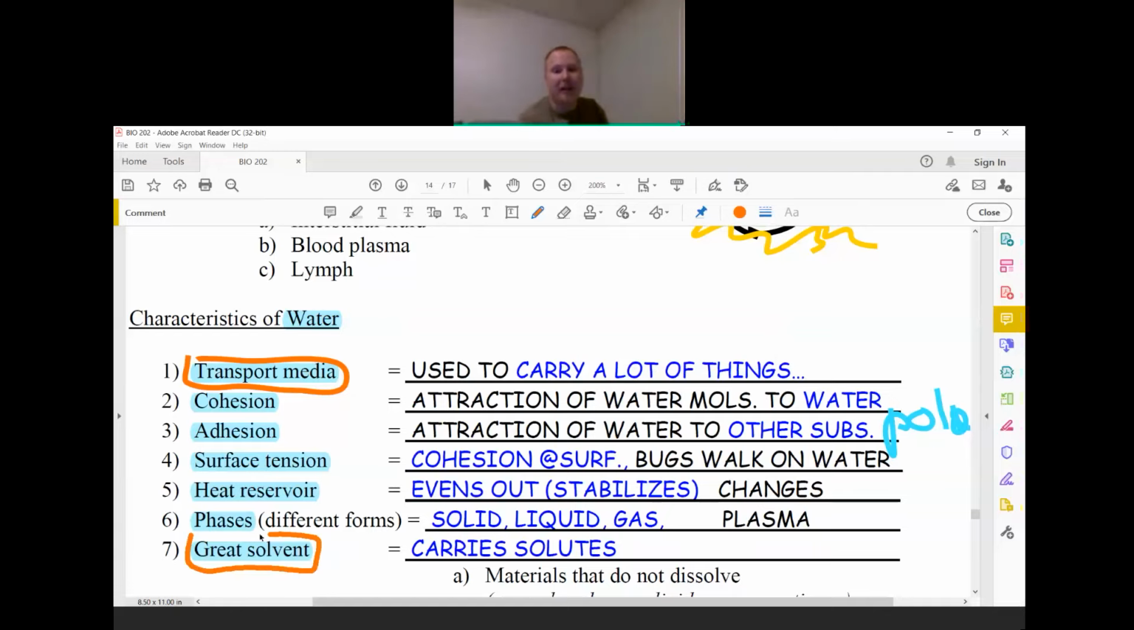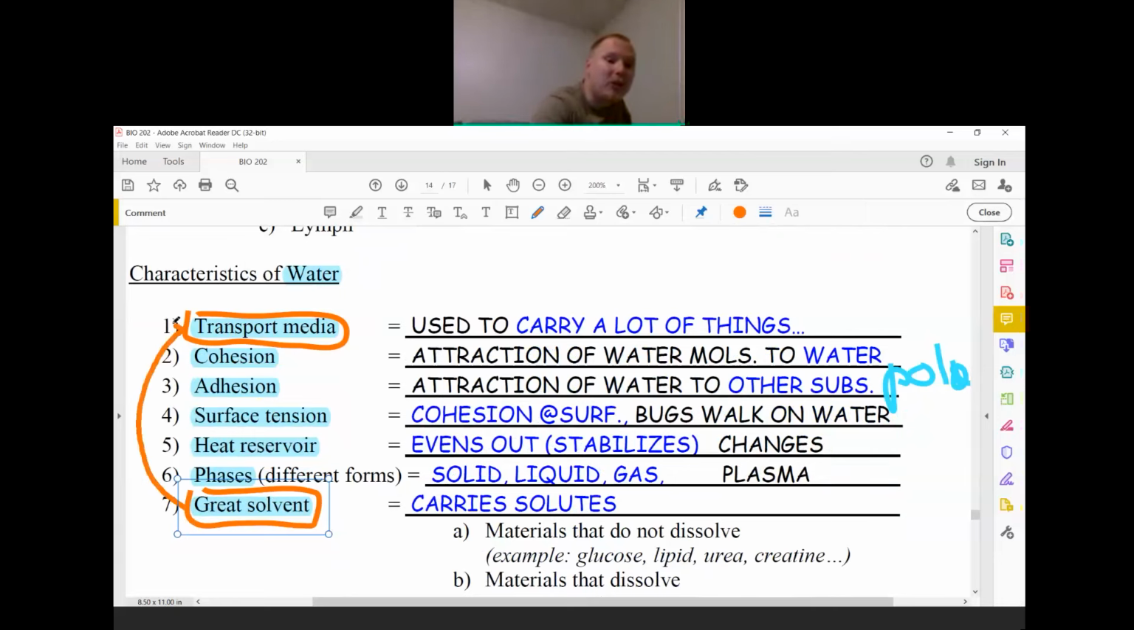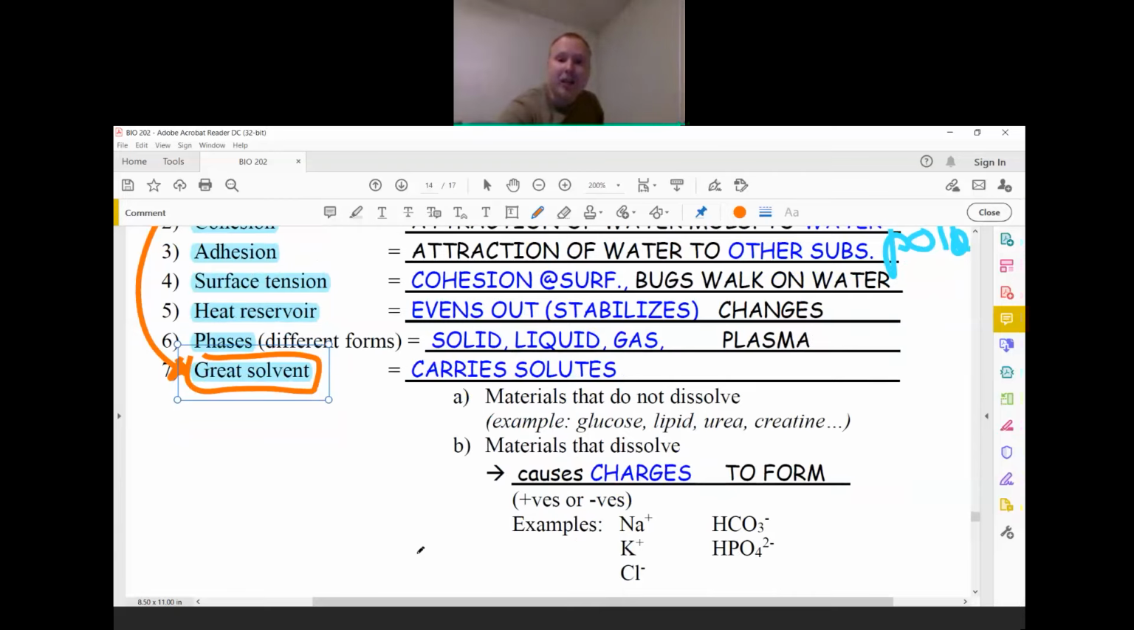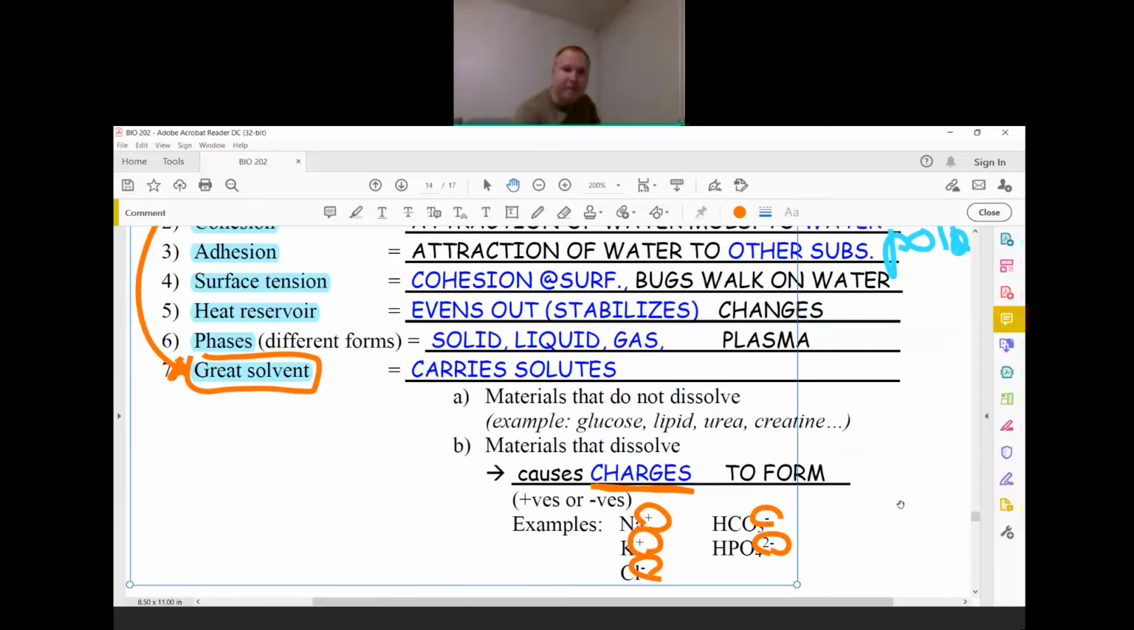So water can carry many different kinds of solutes. And it's these two facts that many things can be dissolved to the water and water can carry them is what makes the water so useful and important for us. If we look at those solutes, there's many things that don't dissolve to water, such as glucose, lipids, ureas, creatine. Those are not so much of an interest to us. It's the materials that actually dissolve, because as they dissolve, they end up forming charges, and these will have an effect on the behavior of these materials. So those are of an interest to us.